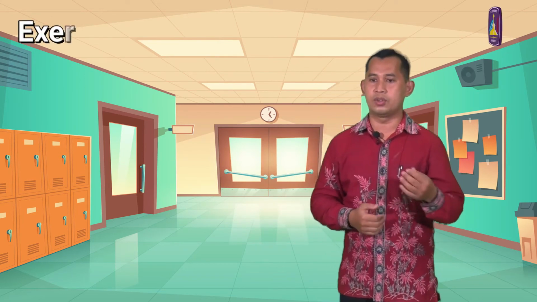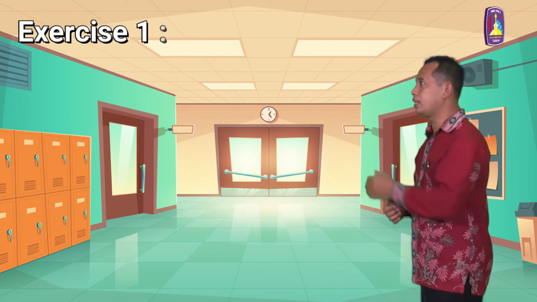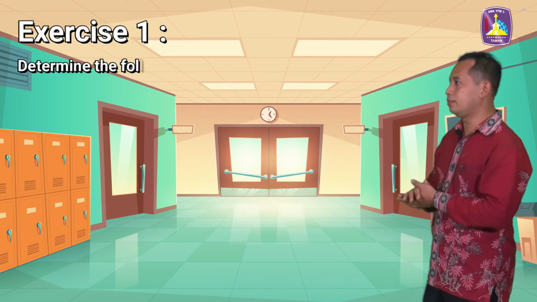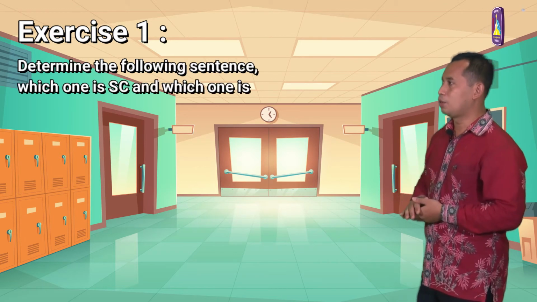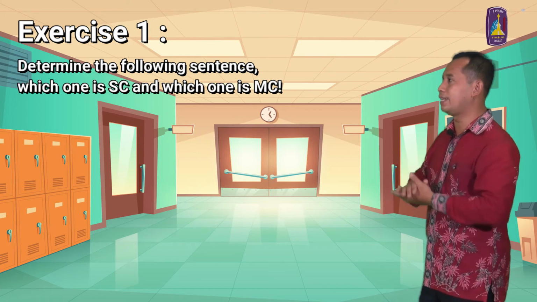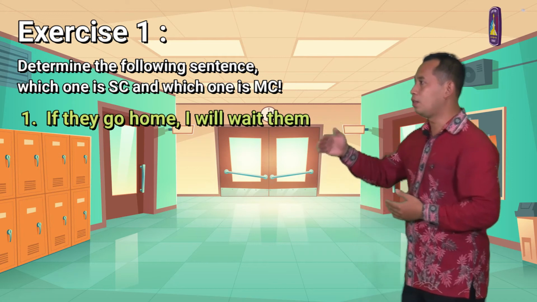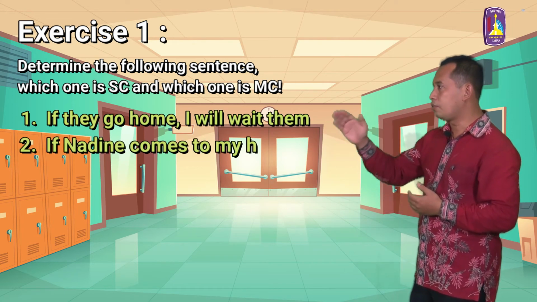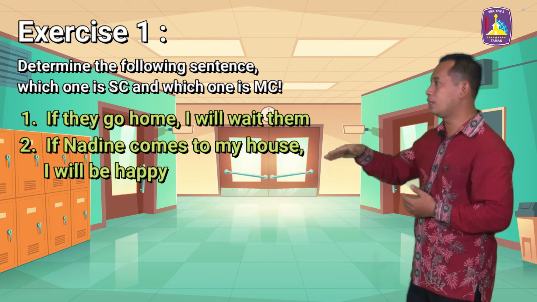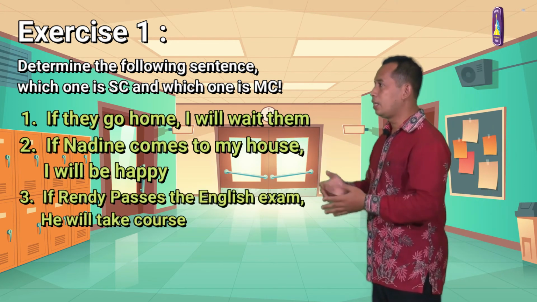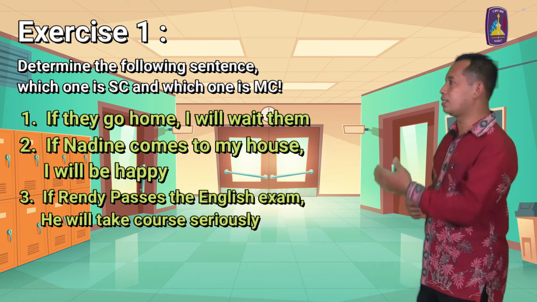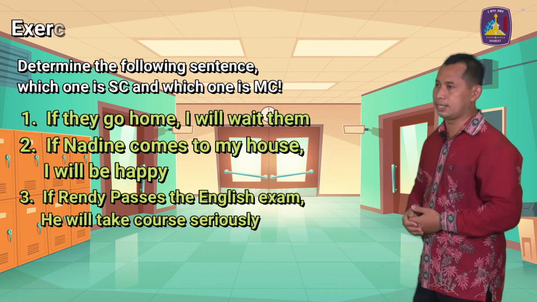Now, it's time for us to do the exercise to measure your ability to understand conditional sentence type 1, or first conditional. Have a look. Exercise number 1: determine which one is subclause and which one is main clause in the following sentences. For the first sentence, if they go home, I will go with them. Number 2, if Nadine comes to my house, I will be happy. Number 3, if Randy passes the English exam, he will take the course seriously.